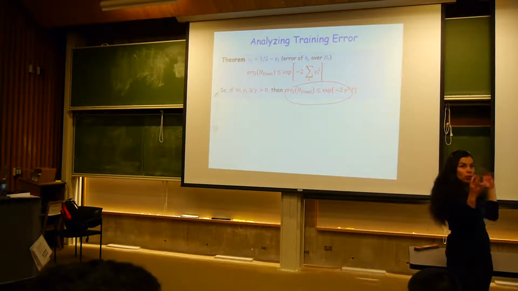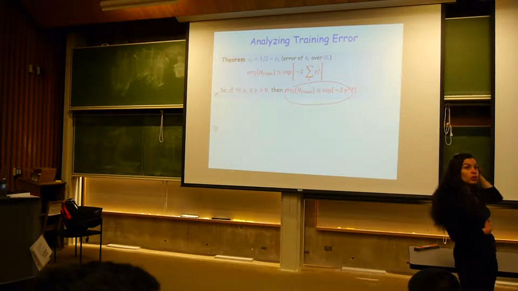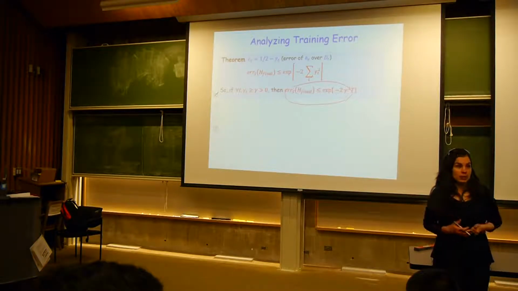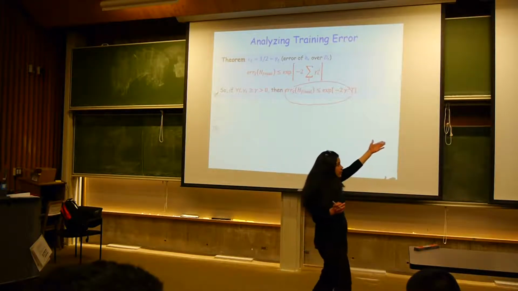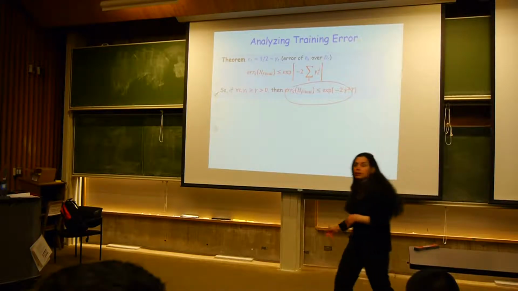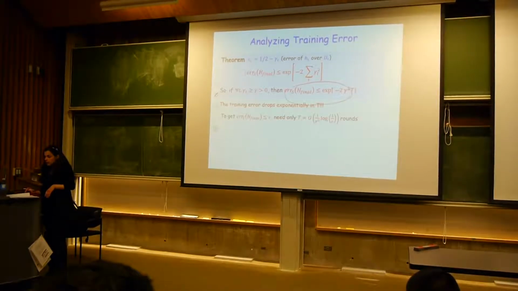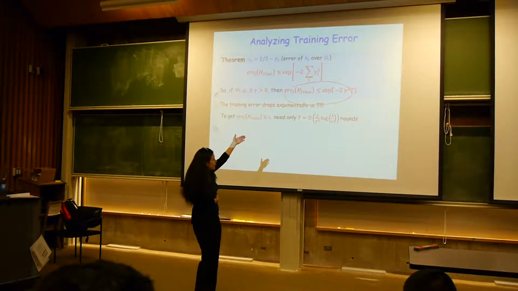So we went formally, and we proved last time a statement about the empirical error rate of the final classifier output by AdaBoost after T rounds. We argued that after T rounds of boosting, the empirical error rate is upper bounded by e to the minus 2 gamma squared T, so it decreases exponentially fast. What do I mean by decreases exponentially fast?